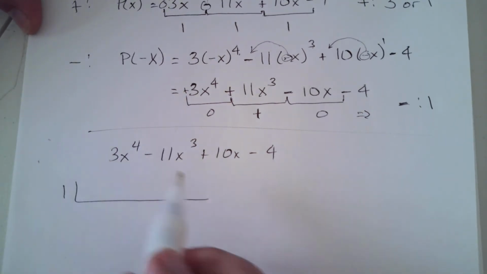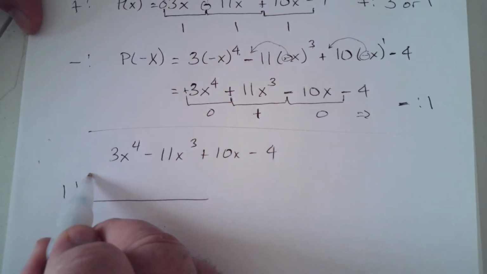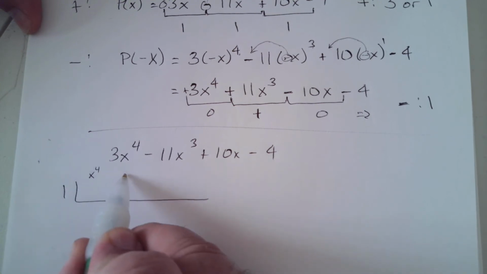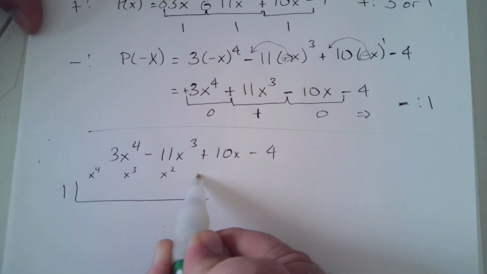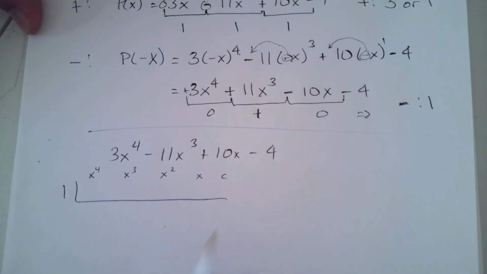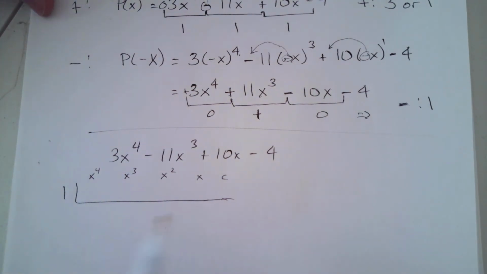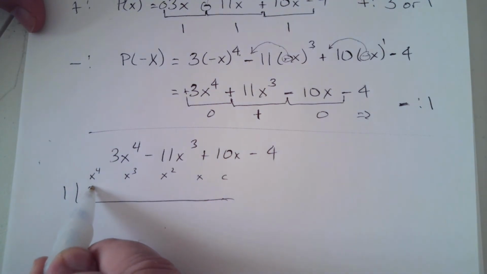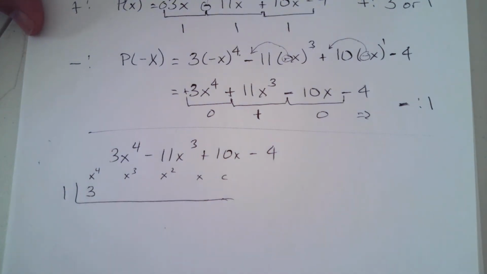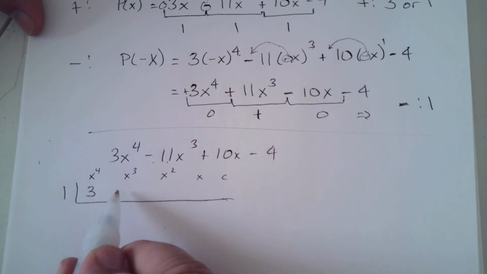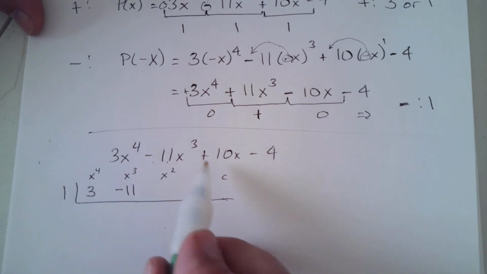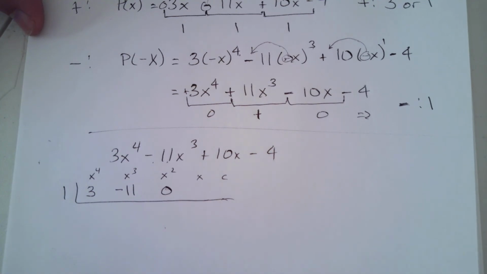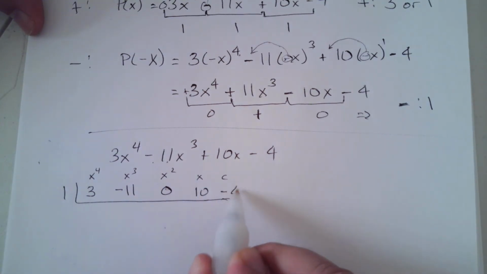Remember, we only put the coefficients. This is x to the 4th, x cubed, x squared, x, and constant. So the 3 goes in there. Negative 11 is the coefficient of x cubed. There's no x squared, so it's a 0. Positive 10, negative 4.